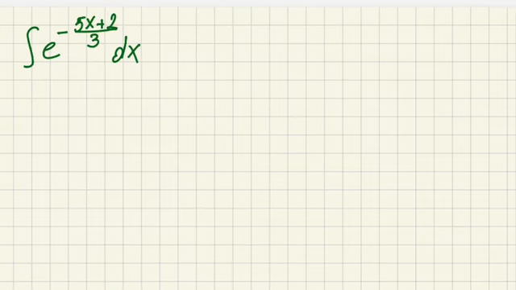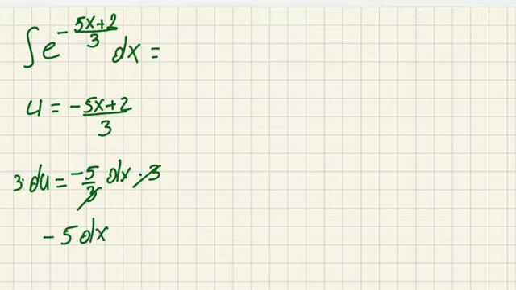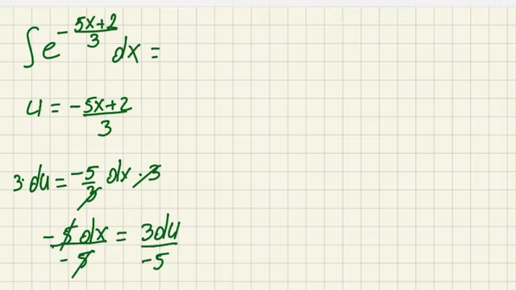Let's continue with another type of integral. If we have, for example, the integral of e to the power of minus 5x plus 2 over 3, we can substitute with u equal to minus 5x plus 2 over 3, and the derivative of u would be equal to minus 5 over 3 dx. But I have only the dx. For this reason, we multiply both sides by 3, they cancel out, and we have minus 5 dx equal to 3 du. I'll divide both sides by negative 5, which means that we have dx equal to minus 3 over 5 du.